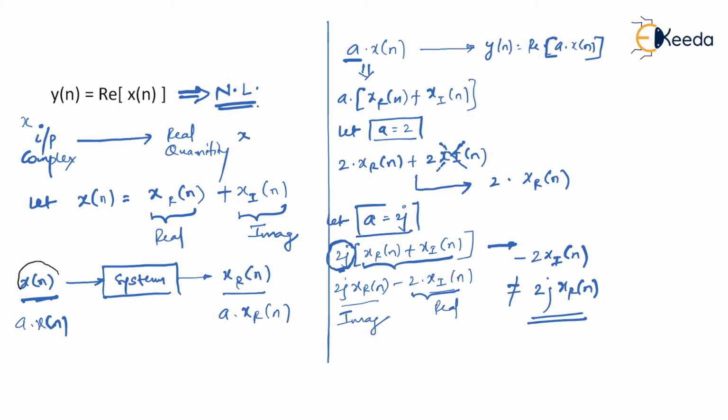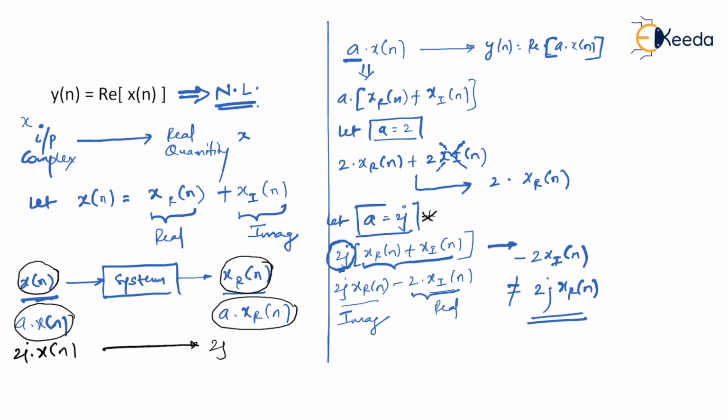With input x, you get output xr of n, right? Then a times x of n must produce a times xr of n. In this case, what was a? The value of a was 2j. So when I say 2j times x of n, it must give you output as 2j times xr of n.